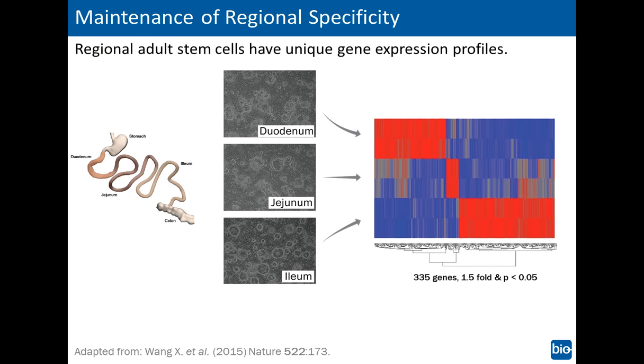Another example of this is taken from the Wang paper in 2015, where they looked at different regions of the intestine. So they isolated stem cells from the same individual from the duodenum, jejunum, and ileum.